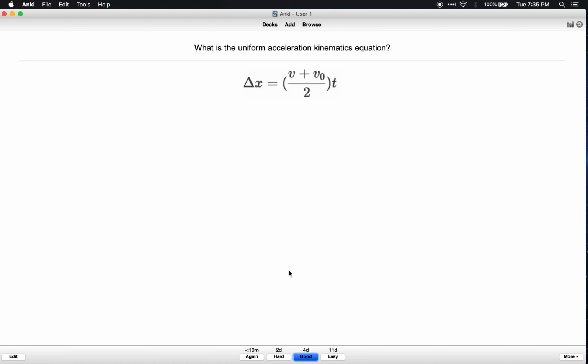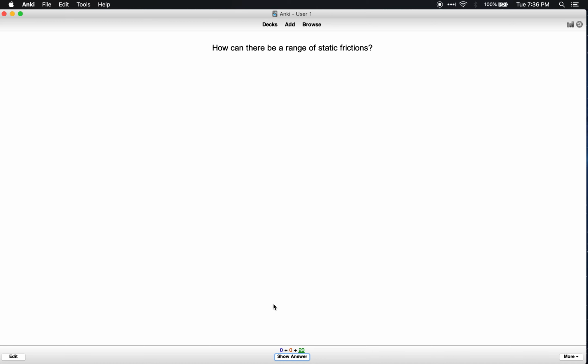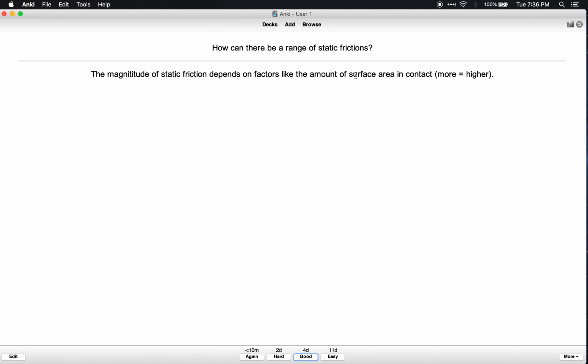No, that's a range, because the more surface area you have, the more static friction you get. So 0 is less than or equal to Fs, which is less than or equal to μs N. And again, higher surface area means more frictional forces. A vector has magnitude and direction. Kinetic friction: Fk equals μk times N.